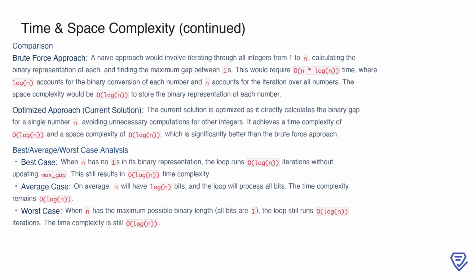In contrast, the optimized approach we're using focuses only on the binary gap of a single number n, avoiding unnecessary overhead. It achieves a time complexity of O(log n) and a space complexity of O(log n). Additionally, whether we consider best, average, or worst-case scenarios, the optimized solution consistently processes at most log n bits and maintains the same time complexity of O(log n). This makes it far more efficient than the brute force alternative.